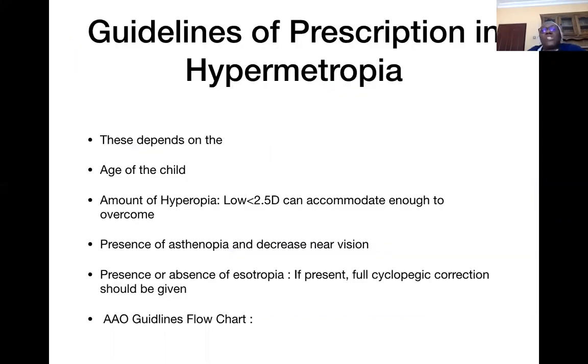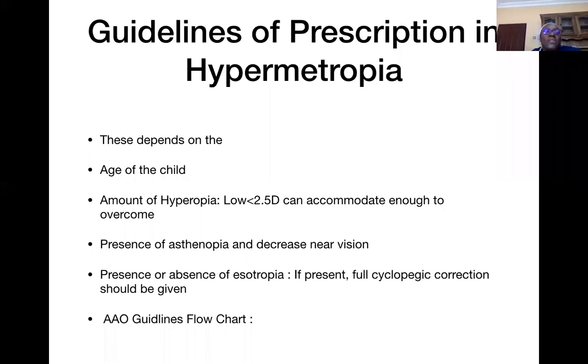So what are the guidelines for prescription in hypermetropia? Well, this will depend on the age of the child, because as I told you, in the early years, the child is normally hypermetropic. So maybe when you refract an infant and the power you got is +2, you can probably just follow up, wait and see. Maybe some form of emmetropization will take place and there's no need for glasses. And then it depends on the amount of hyperopia as well. If it's lower than 2.5, some children can accommodate enough to overcome it, so no need for prescription.